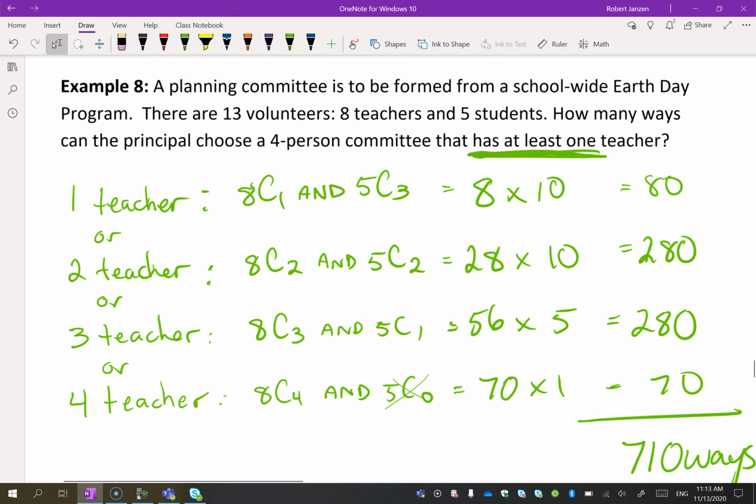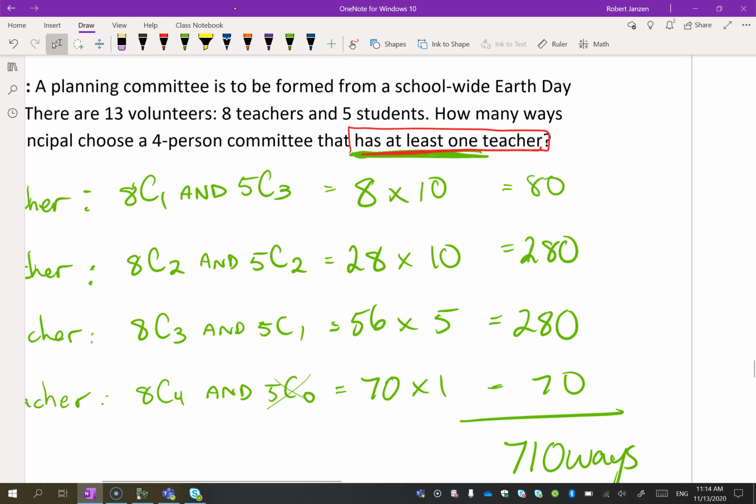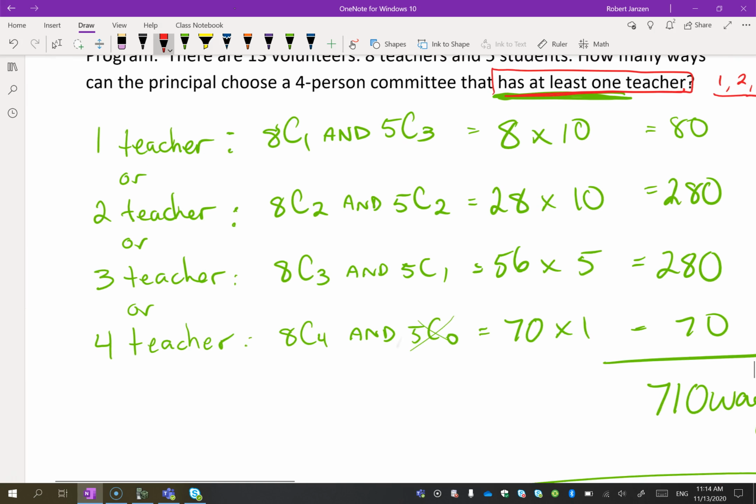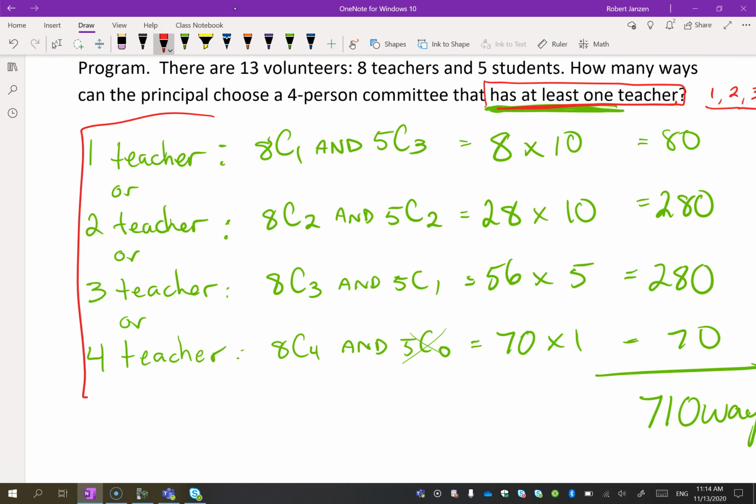Okay, this is a little trickier. A planning committee is to be formed from a school-wide Earth Day committee. There are 13 volunteers, 8 are teachers, 5 are students. How many ways can the principal choose a 4-person committee? And then we've got this phrase here, at least 1 teacher. Now, at least 1 teacher means there could be 1 teacher, there could be 2 teachers, there could be 3, there could be 4. There can't be 5 because it's a 4-person committee. So we need to look at each one of these 4 possibilities. Okay, so that's what I've got here. Either 1 teacher, 2 teachers, 3 teachers, or 4.